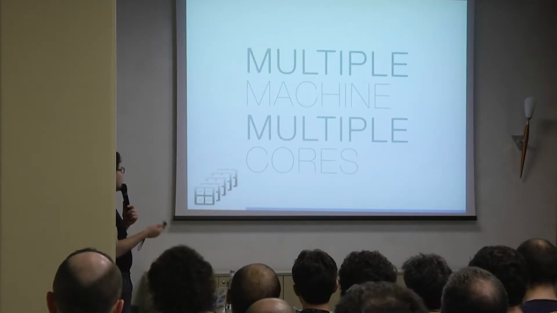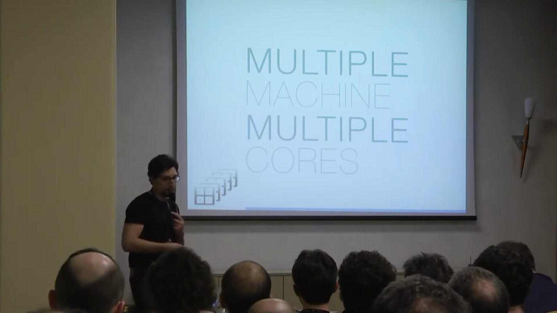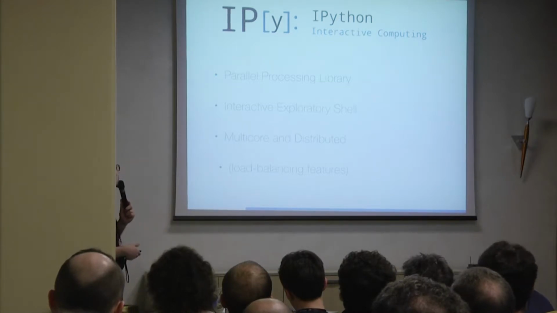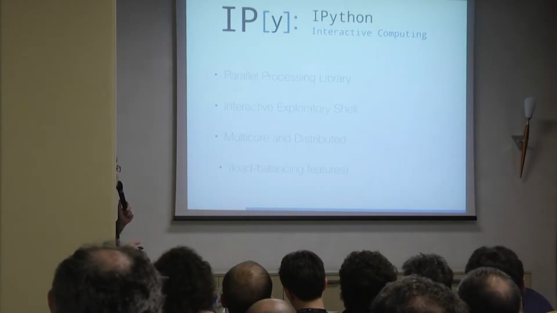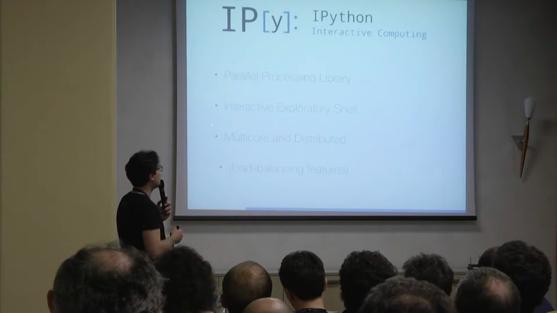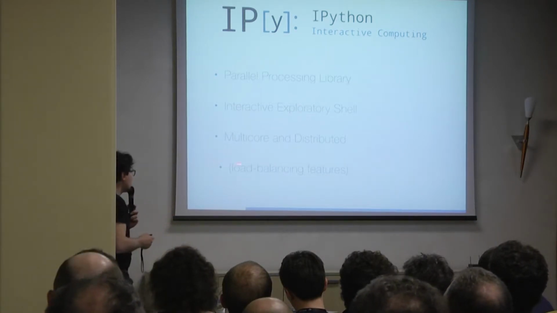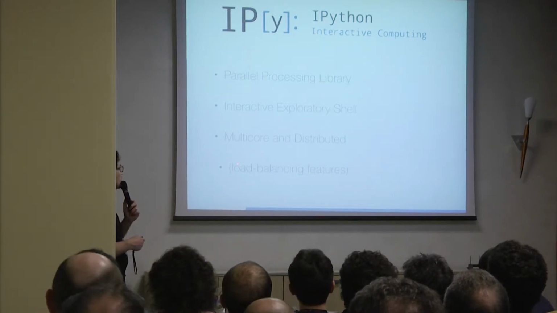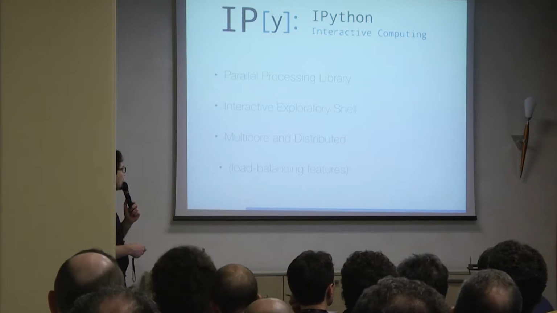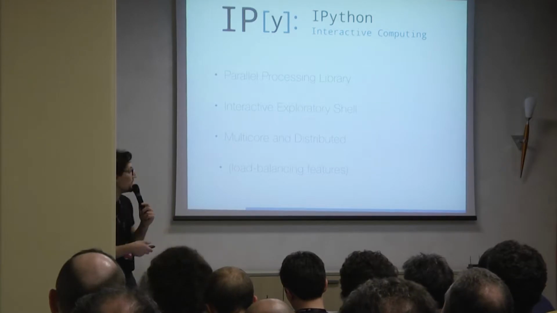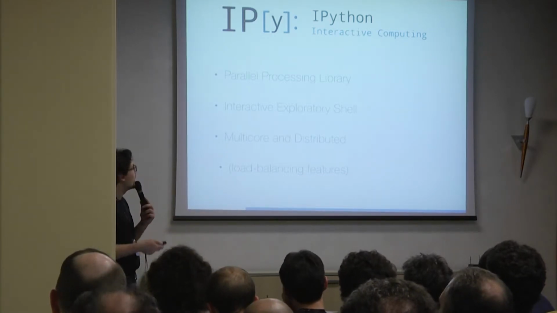Then we may have the other configuration setting: multiple machines, multiple cores. In this case, one possible solution to exploit is the IPython parallel processing library, which is a great project. It has an interactive exploratory shell, and it should be used for multi-core and distributed computation. Basically, because of a great out-of-the-box feature that is in charge of load balancing the computation among the different machines working in the background. Setting up the clusters of IPython is quite simple.